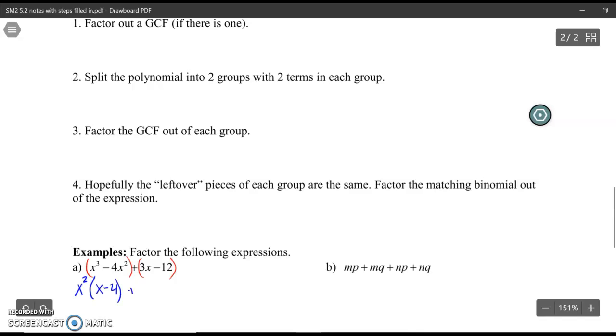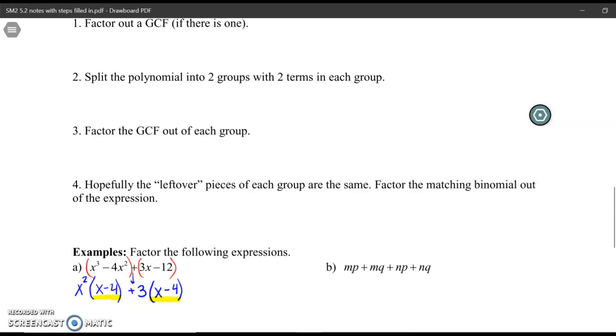And then in the second set of parentheses, again, I'm going to be adding right here because I'm just carrying this sign down. In my second set of parentheses, I have a 3 in common. They both can be divided by 3. And I'm left with an x minus 4 inside. And this leads me to step 4. So hopefully the leftover pieces of each group, so this piece in the parentheses, the x minus 4, hopefully those match.